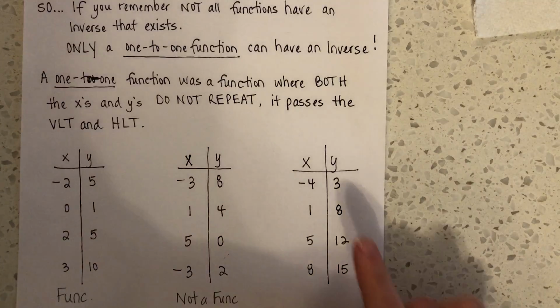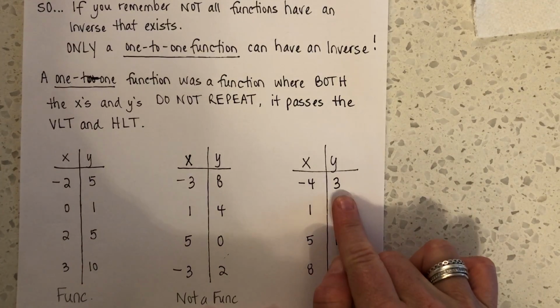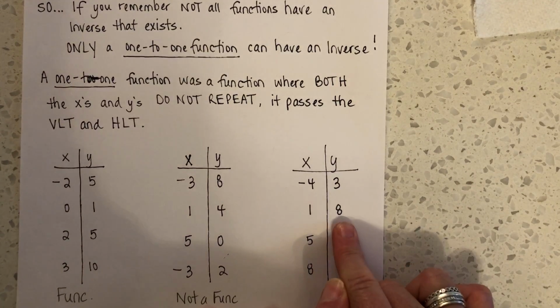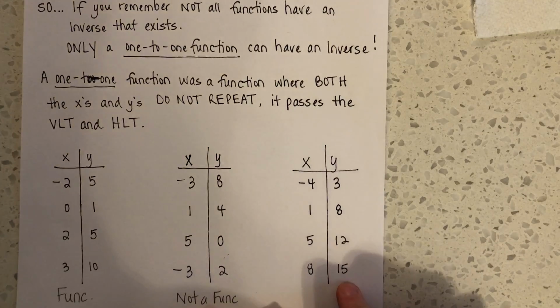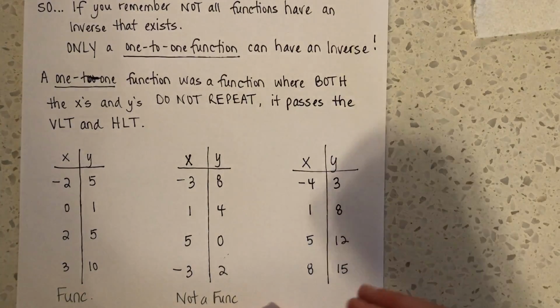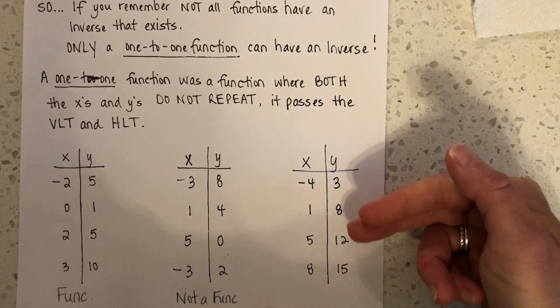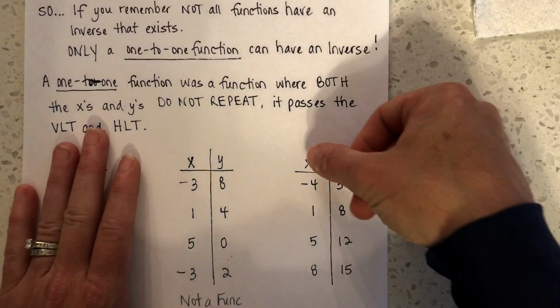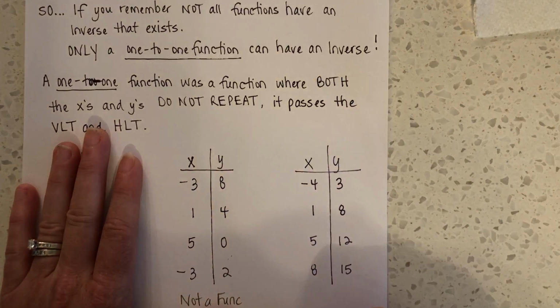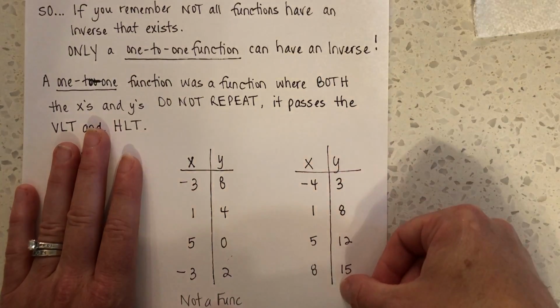And then look here. According to these x and y values, when -4 goes in, 3 comes out. When 1 goes in, 8 comes out. When 5 goes in, 12 comes out. When 8 goes in, 15 comes out. This is definitely a function, and not only is it a function, it's a one-to-one function because none of the x's repeated and then none of the y's repeated.